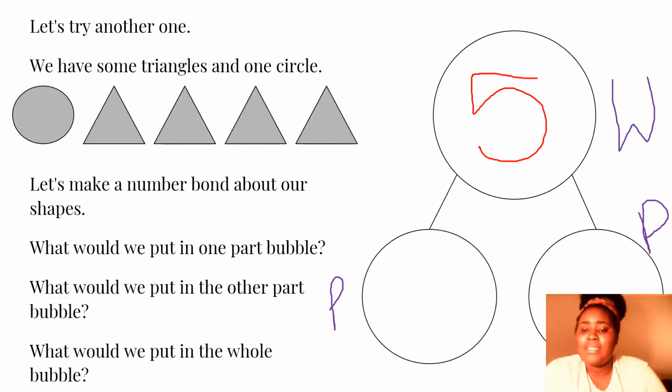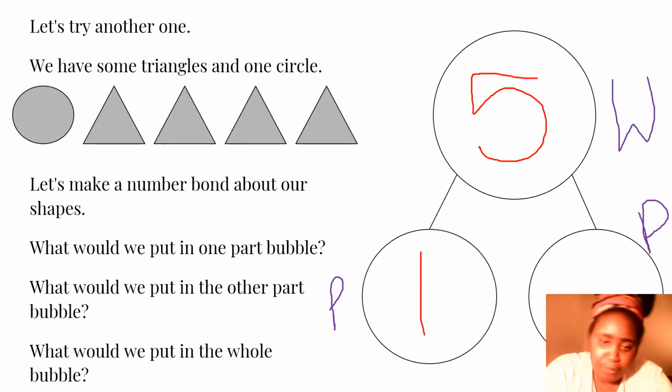But I see that some of my shapes are broken up because I have circles and triangles. So I'm going to look, how many circles do I have? Well, I only see 1 circle. And I know that that circle is part of my whole. So I know that it needs to go in a part bubble. So I'm going to put a 1 in this part bubble.